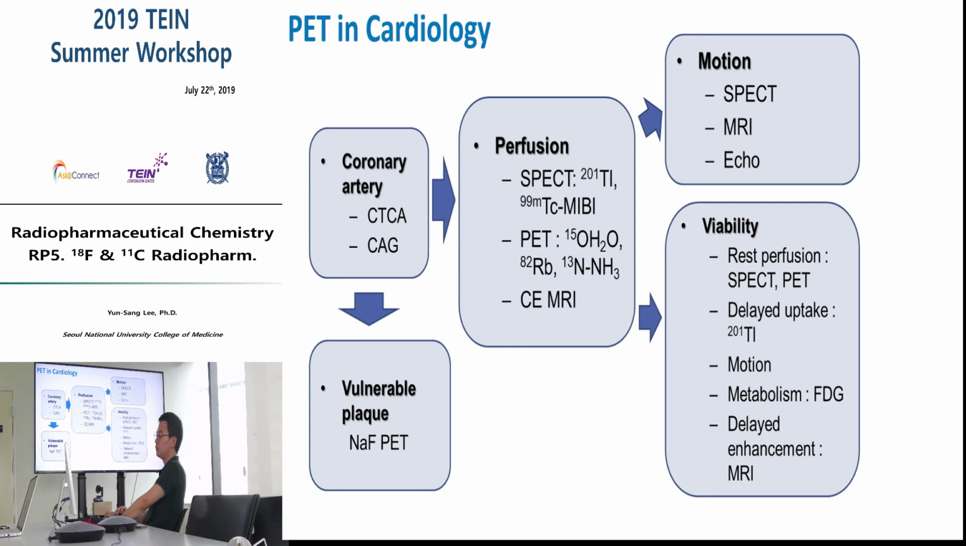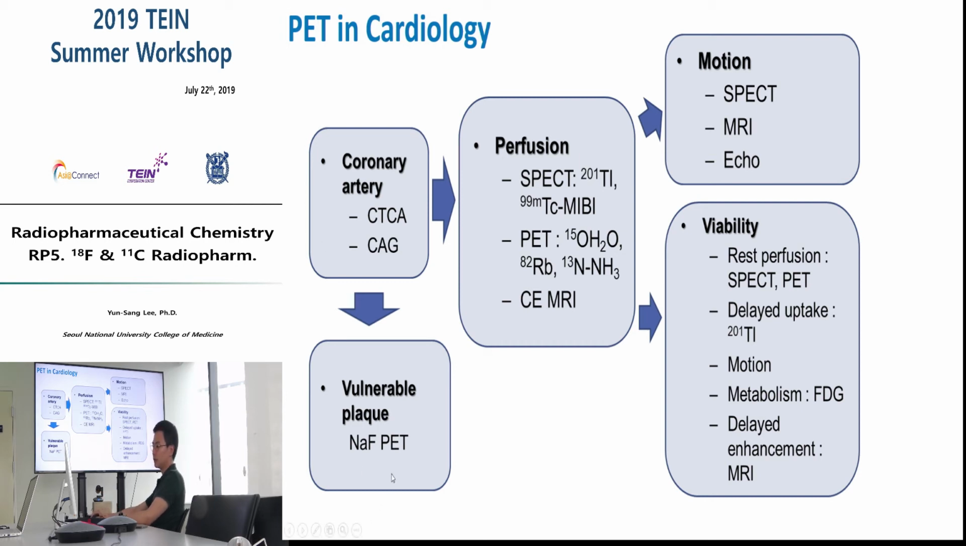And the second part is about PET in cardiology. For cardiology imaging, there are some different parts we should see. Because it is a cardiovascular disease, imaging the coronary artery anatomy is the first part. For anatomic imaging, CT or coronary angiography can be used. However, for functional or other molecular imaging, nuclear medicine can be used.